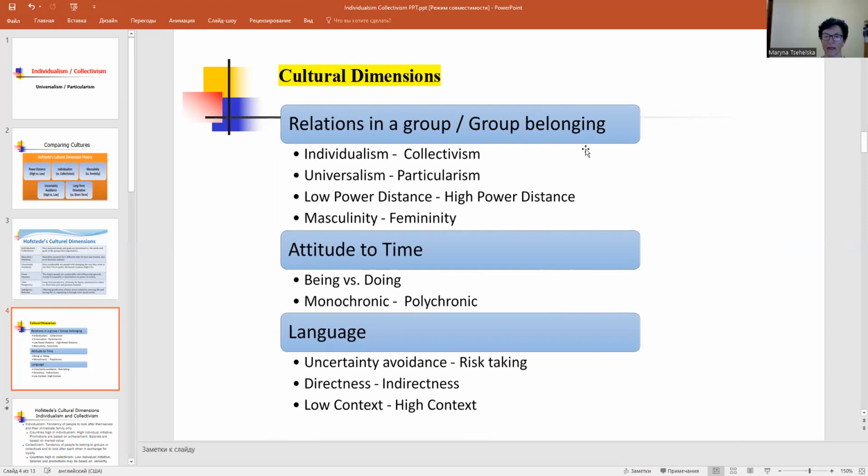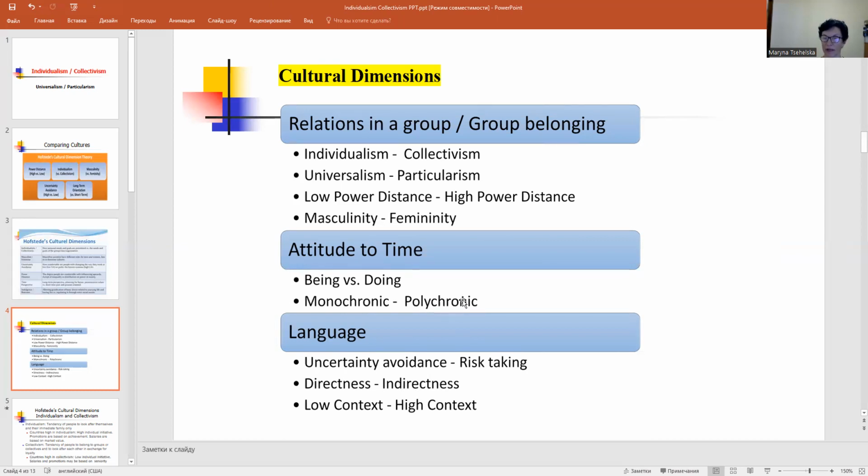So when we think in terms of dimensions and when we think of a culture, we'll see that it is important for cultures to understand relations in a group, or how people belong in a group, and also what they do in a group. So these dimensions include individualism, collectivism, universalism, particularism, power distance, and masculinity and femininity.